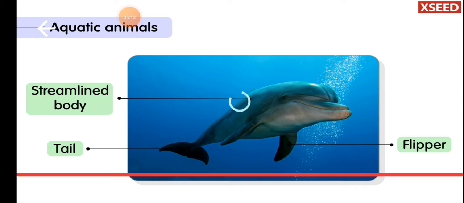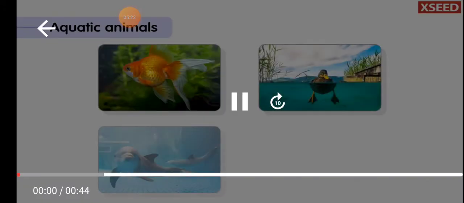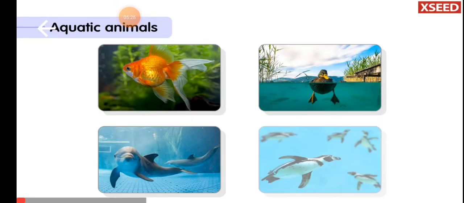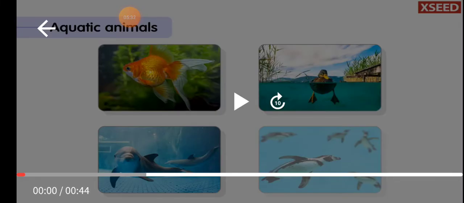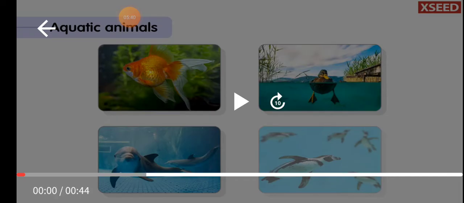Yes, children, understood? What are the special features helping the aquatic animals to live in the water? You understood from this video. Once again, I'll explain to you. You can also see these pictures in your textbook page number 45. So this is the fish and a duck, dolphins. So blue whale and the dolphins you can see in the picture.